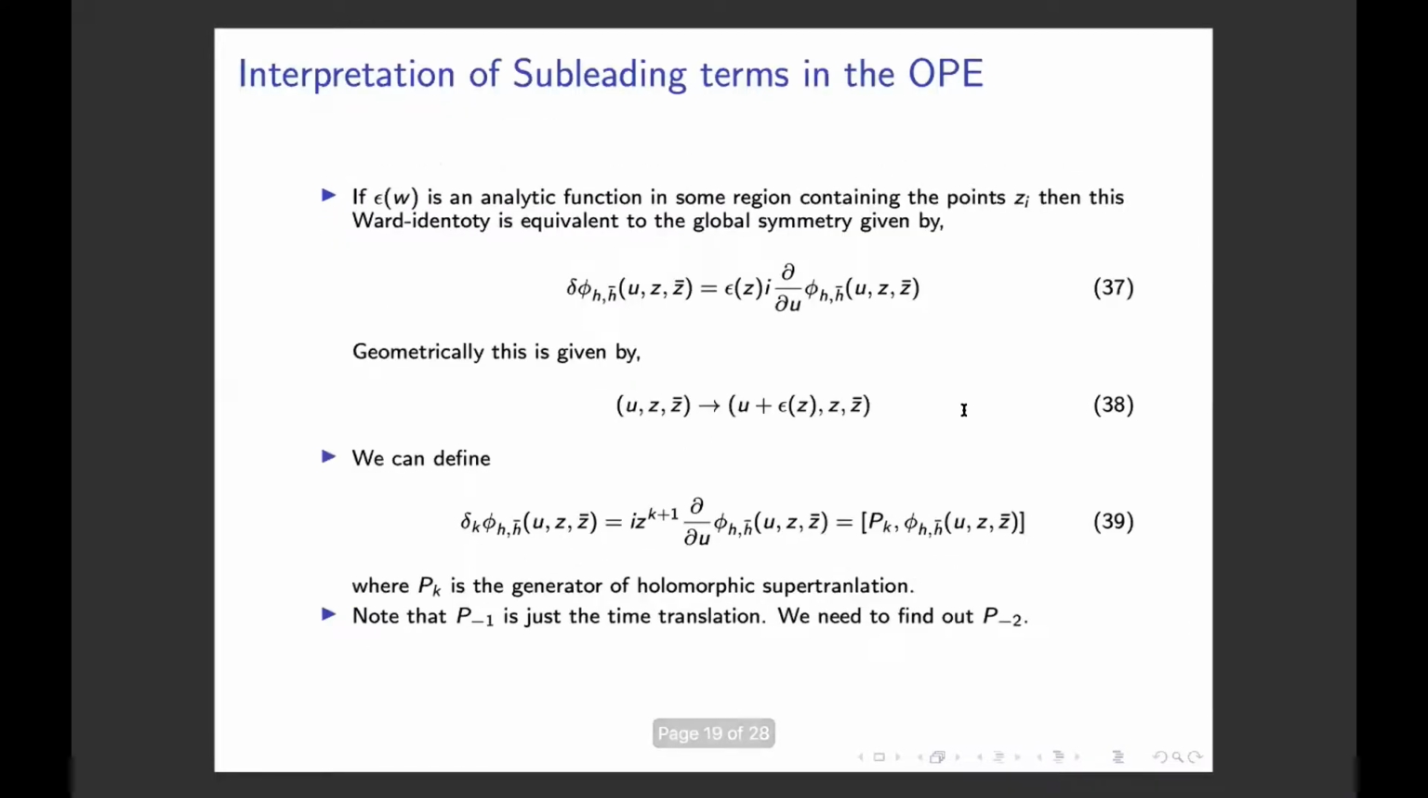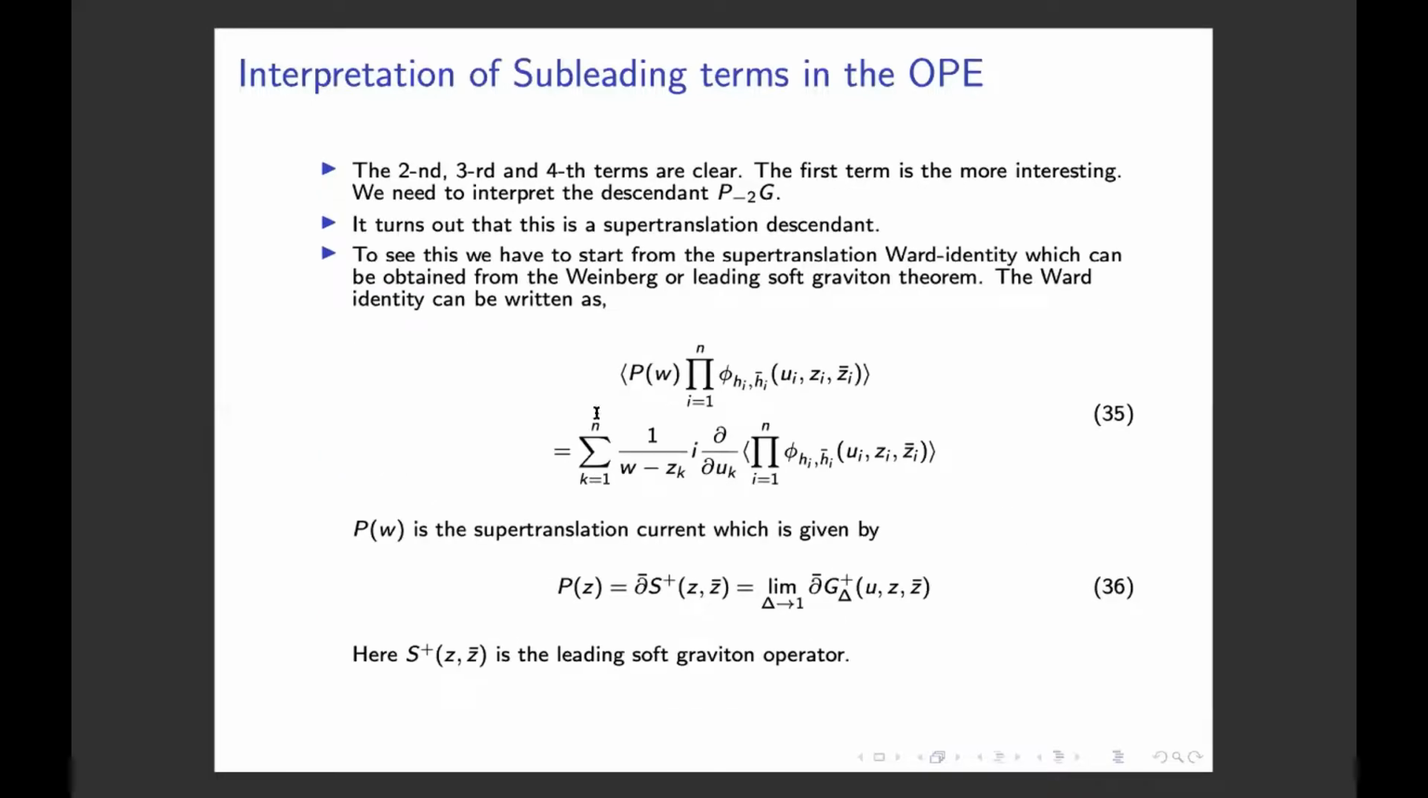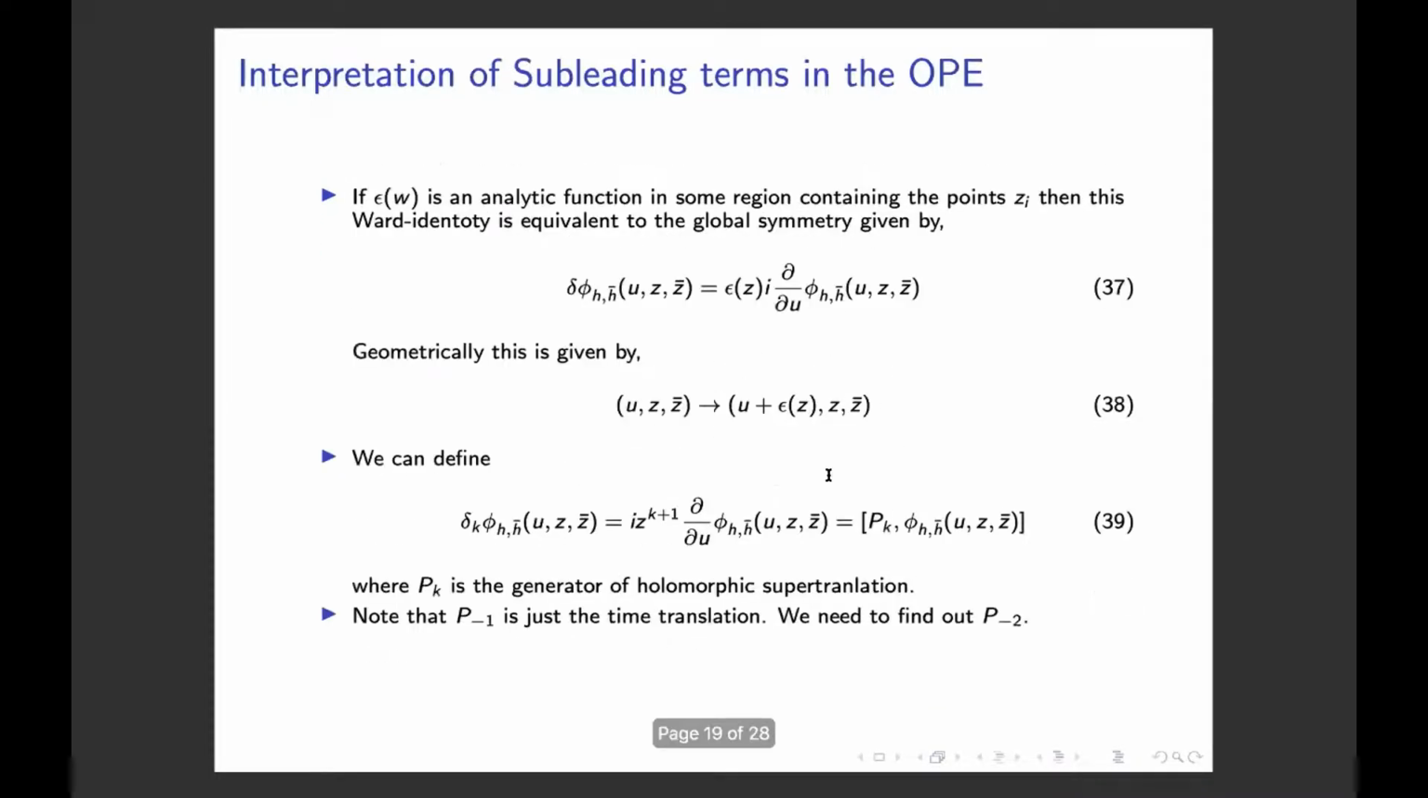So let's do the following thing. If you start from this Ward identity, and if epsilon W is an analytic function, so these things are all very standard, this is equivalent to the symmetry transformation, that is delta of phi h bar u z z bar is epsilon z times this. So geometrically this corresponds to this super translation, where epsilon z is an analytic function.